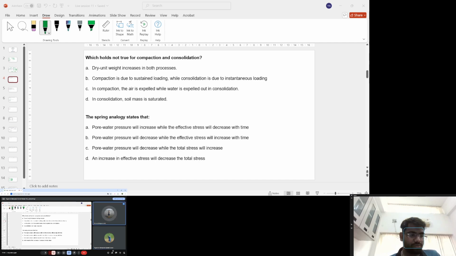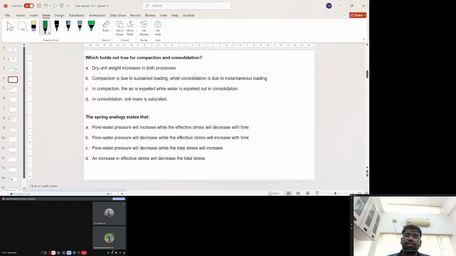So I think option B is not true. Okay, so obviously you are right, but let us go by option for the clarity. Dry unit weight increases in both processes. That is obviously true. Even though for compaction it need not be completely, there is an increase in dry unit weight. In consolidation, there is a change in voids ratio, which will eventually be reflected in change in dry density. So this option is right.